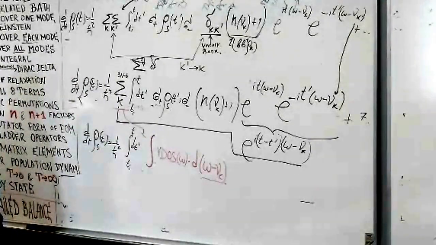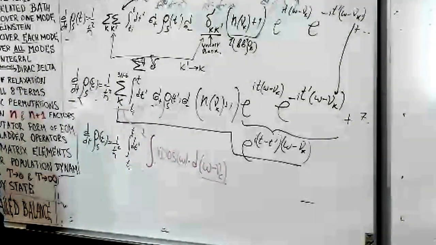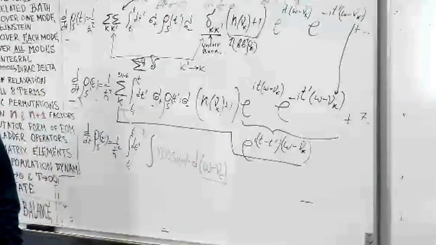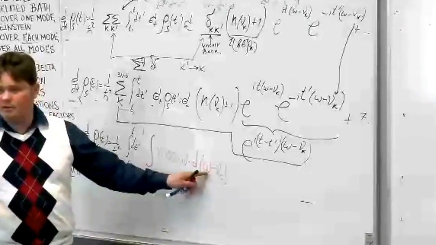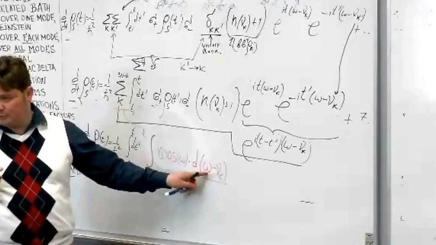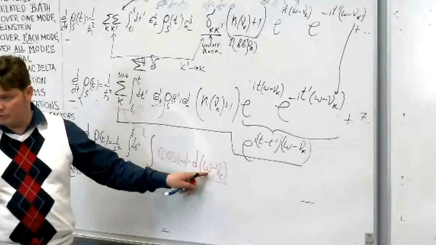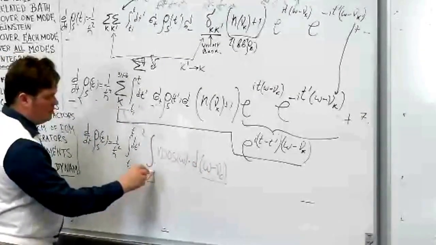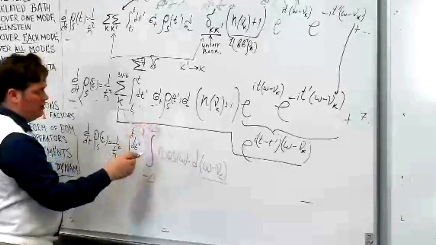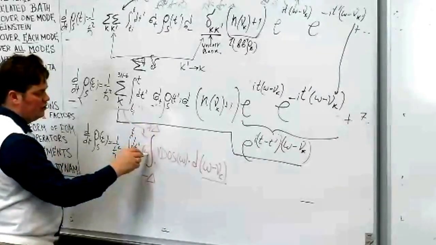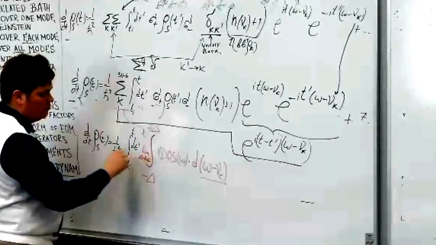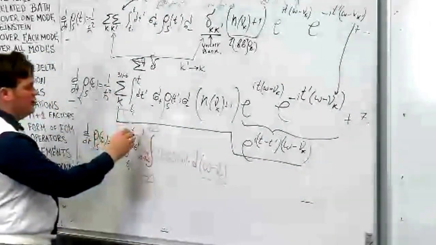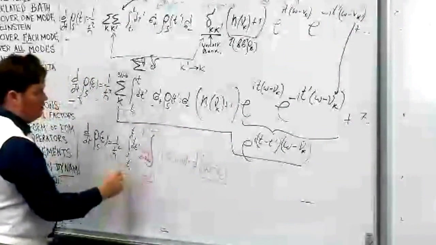If the frequency of the normal mode is in exact resonance with the frequency of the system, then our integration variable will be zero. If it goes higher or lower, it will be a non-zero value. So we go from minus delta to plus delta. And later on, we can even take the limit of delta going to infinity if you want. So the summation sign is replaced by this thing.